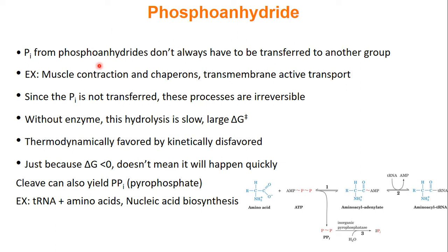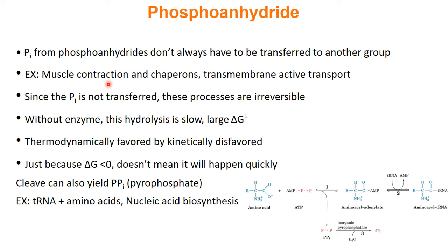There are some examples like that we covered in Biochemistry 1, such as muscle contractions, chaperones, transmembrane active transport. When they use ATP, they just burn it. They will be in the enzyme, and the phosphate isn't transferred to anything. It's basically transferred to water, more or less, or it's just floating around the cell. Since the phosphate's not transferred, these processes are irreversible. You can't put the phosphate back on if you didn't transfer it to anything.